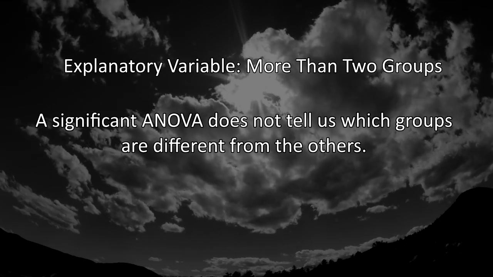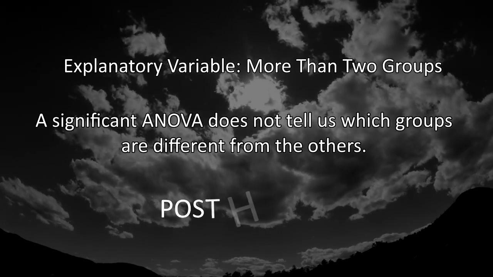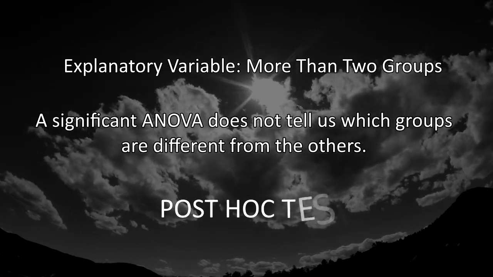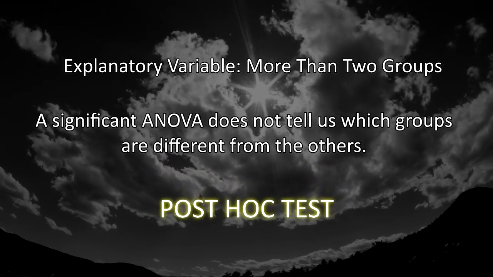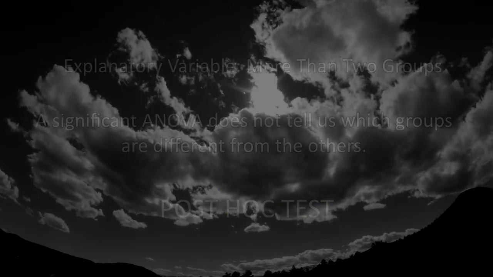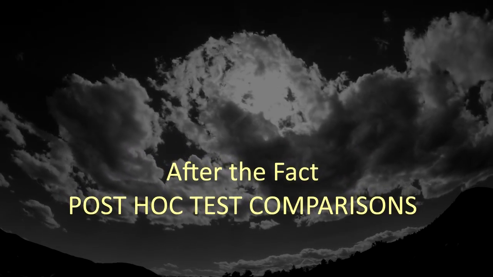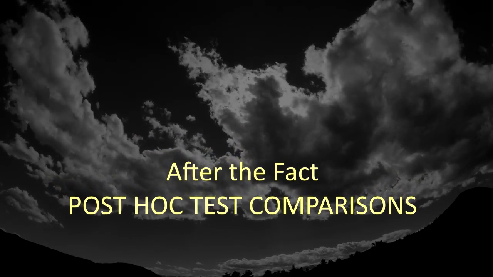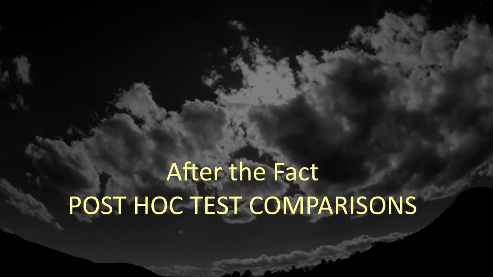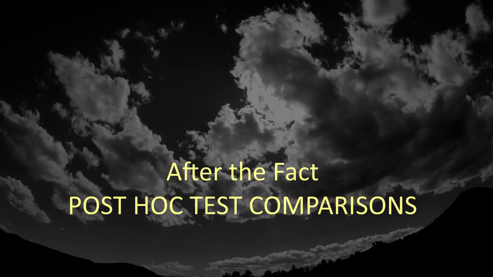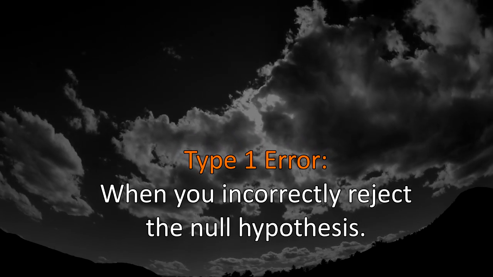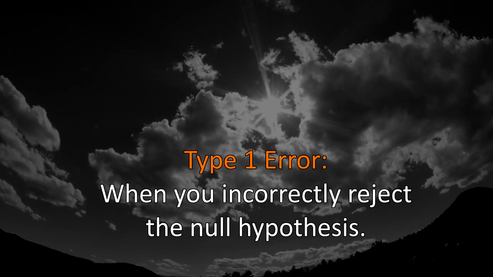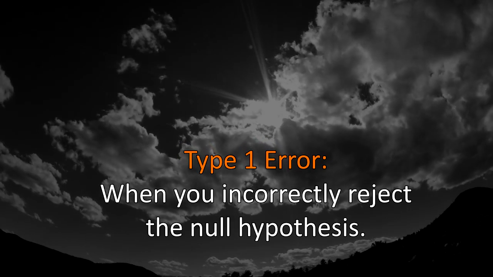To determine which groups are different from the others, we would need to perform a post-hoc test. A post-hoc test conducts post-hoc paired comparisons. Post-hoc means after the fact, and these post-hoc paired comparisons must be conducted in a particular way in order to prevent excessive type 1 error. Type 1 error, as you'll recall, occurs when you make an incorrect decision about the null hypothesis. That is, you reject the null hypothesis when the null hypothesis is true.